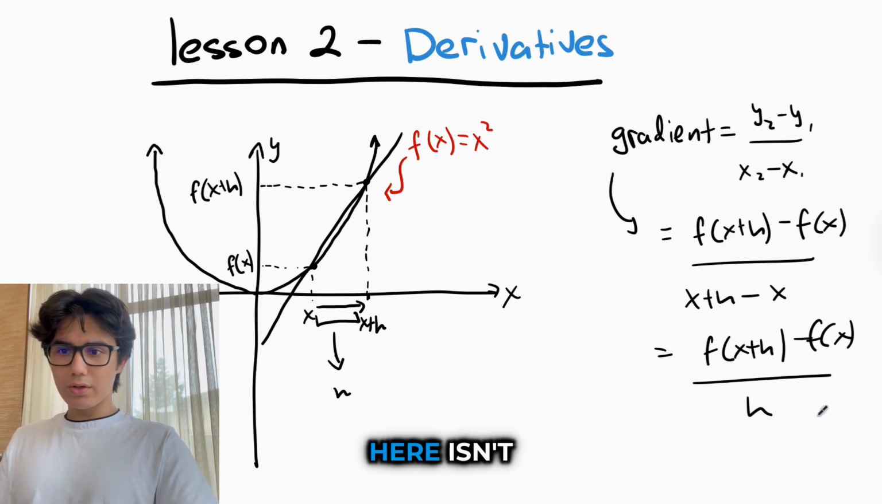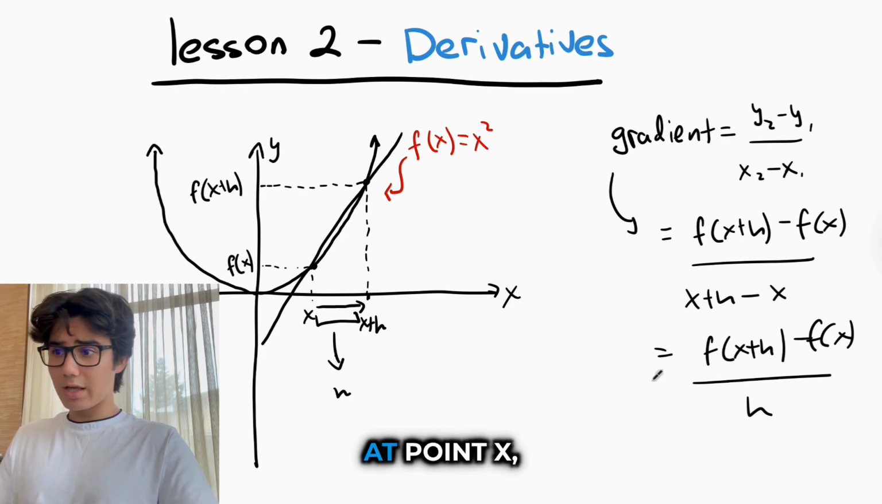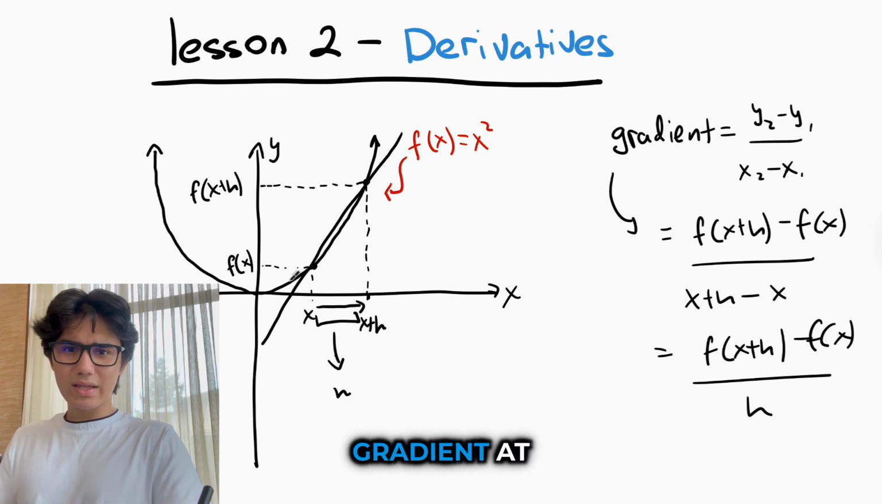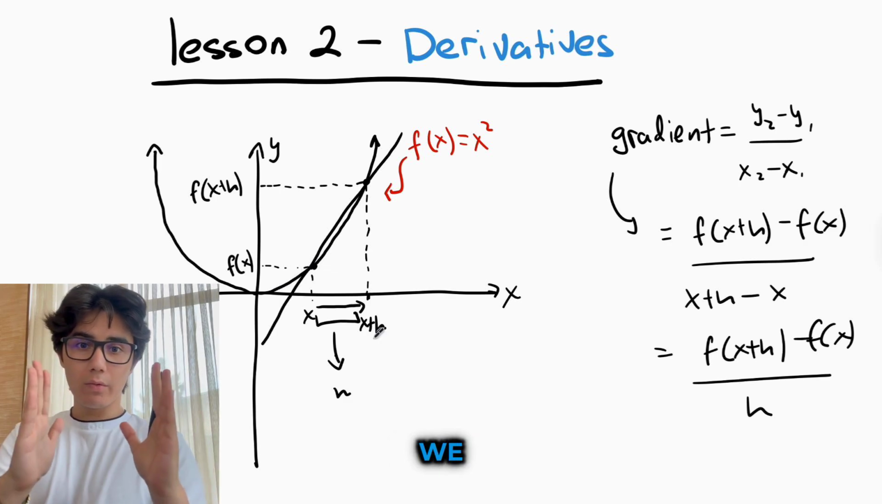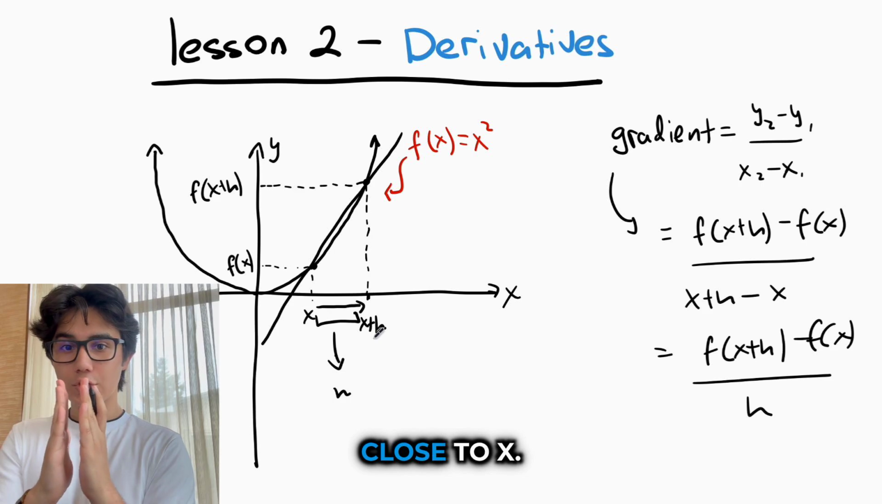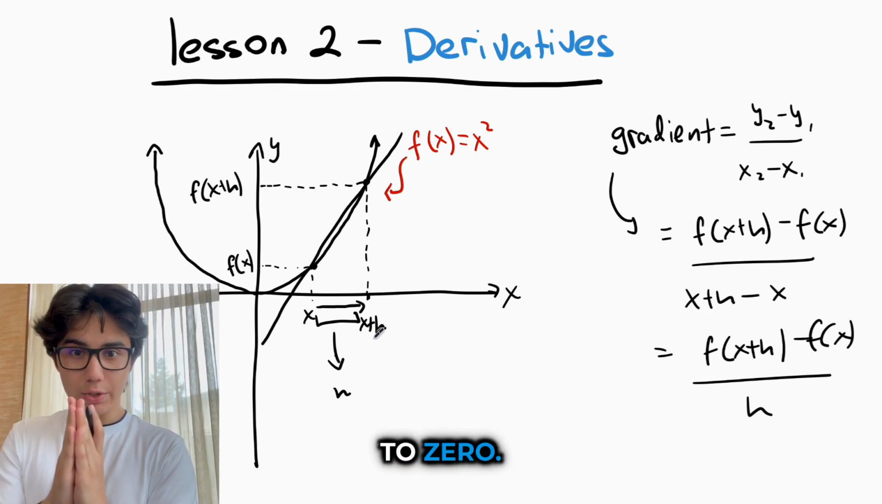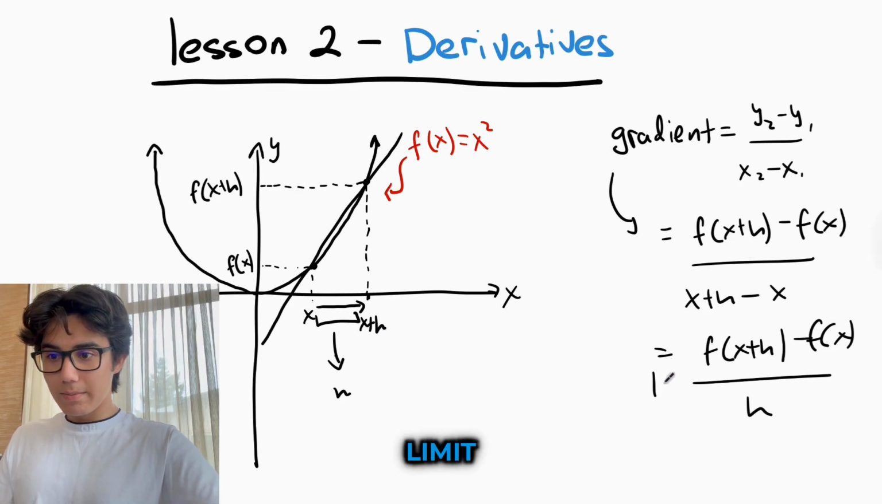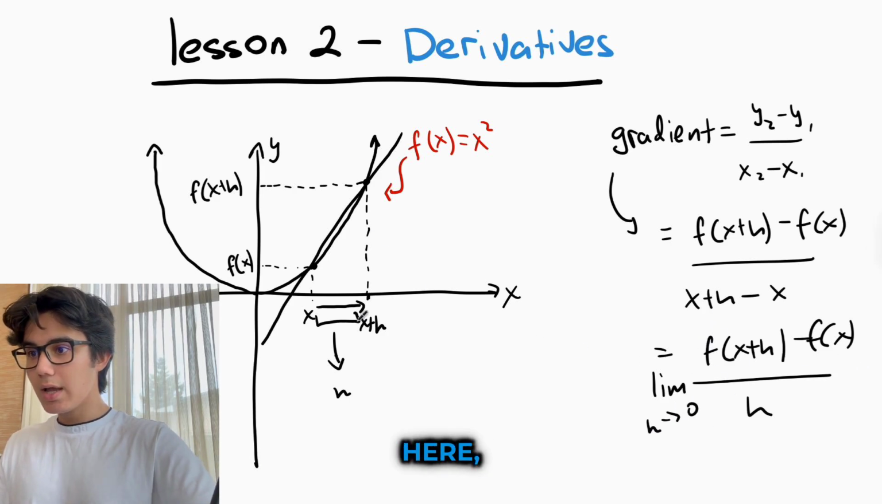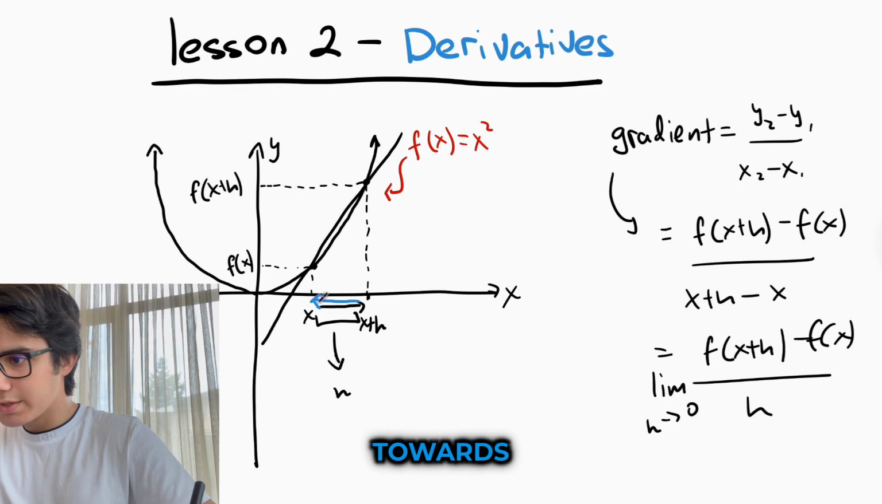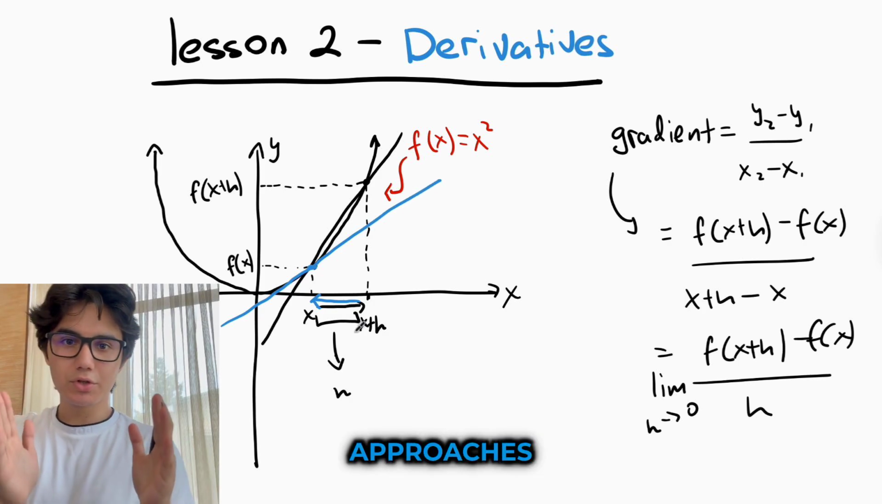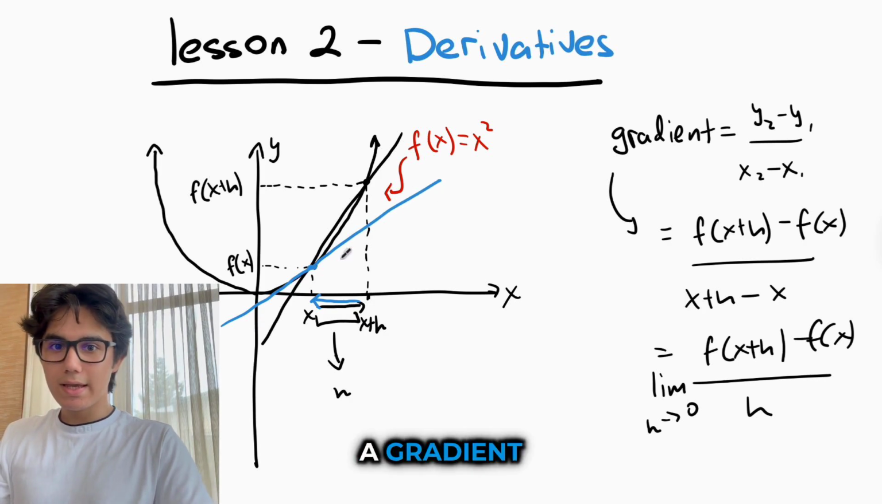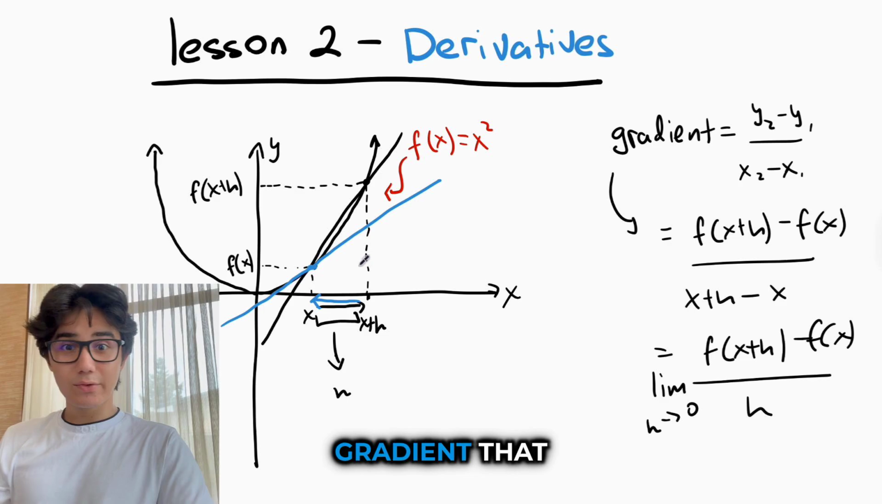Now this gradient that we found here isn't really the gradient of the function x squared at point x, right? We want to find the exact gradient at point x. And so look what happens when we bring down the step h very close to x. Make h approach 0. So if we take the limit as h approaches 0 of this expression right over here, the h approaches 0, and so our gradient becomes something like this. Now as h approaches 0, we see that a gradient is formed at x. And this is the gradient that we're trying to find.